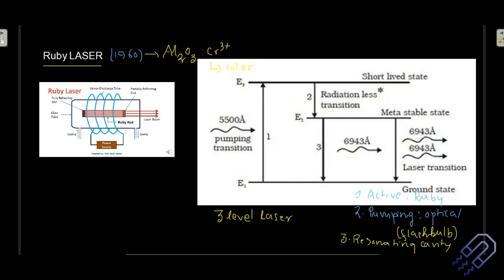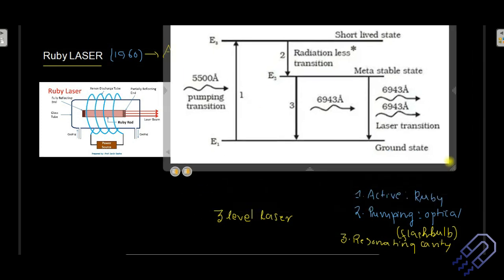Now this radiation moves in the resonating cavity to and fro, and eventually, when we have more atoms in the excited state, this one radiation can trigger the atoms in the metastable state E2, and we can have so many atoms coming down at the same time, and we have the laser action. That is very important in the ruby laser.